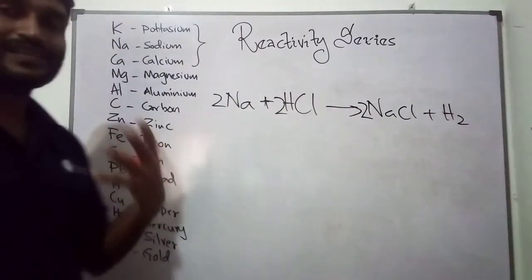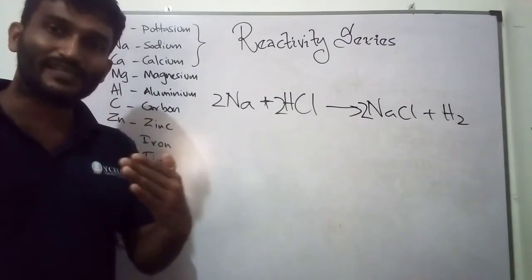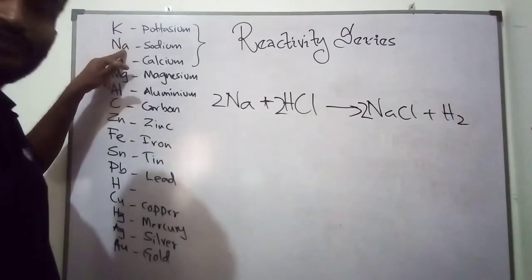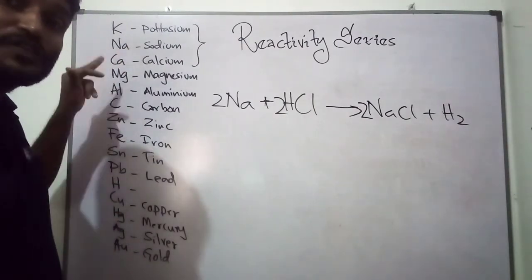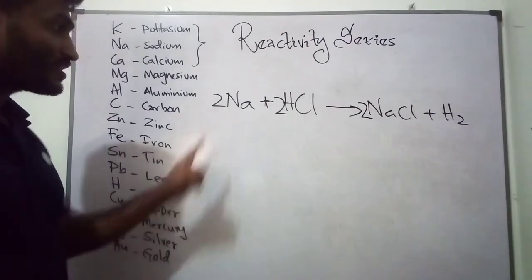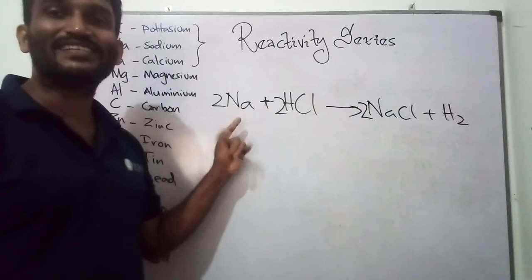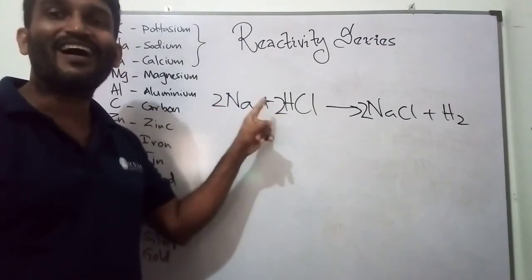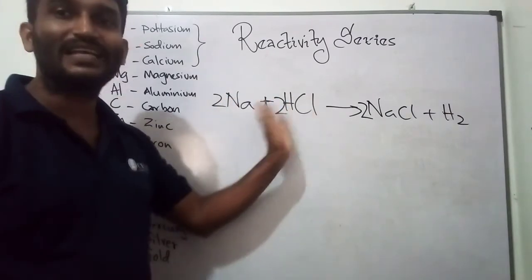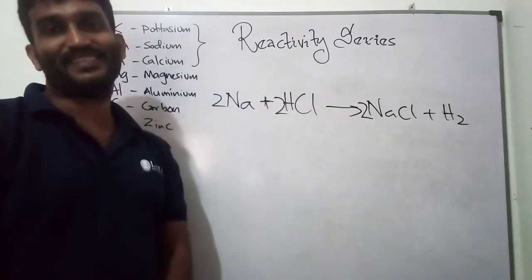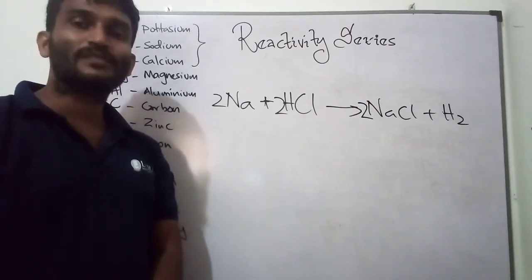Now you should know the reason for this. Look at the position in the reactivity series, right? Sodium is somewhere over here. Hydrogen is below. So what do you think about the reactivity of sodium compared to hydrogen? Sodium is more reactive than hydrogen. So in that case, what happens, children? Sodium can displace hydrogen from its solution. That's why Na will be added with Cl and hydrogen is displaced. This type of reaction we call a single displacement reaction.